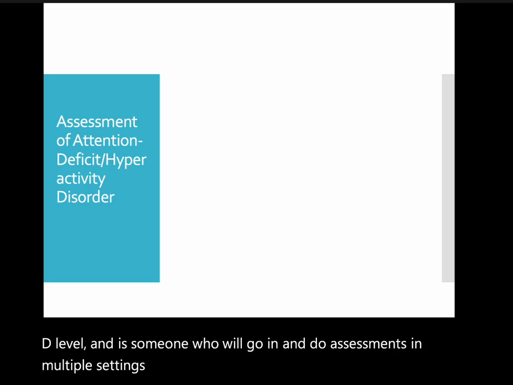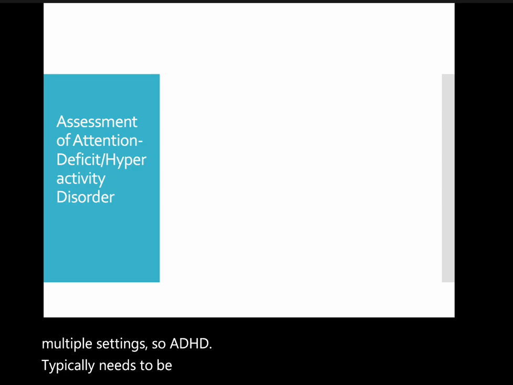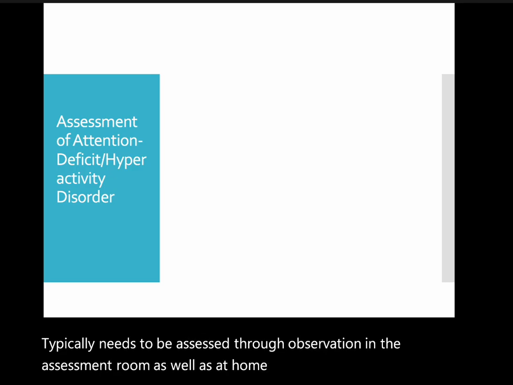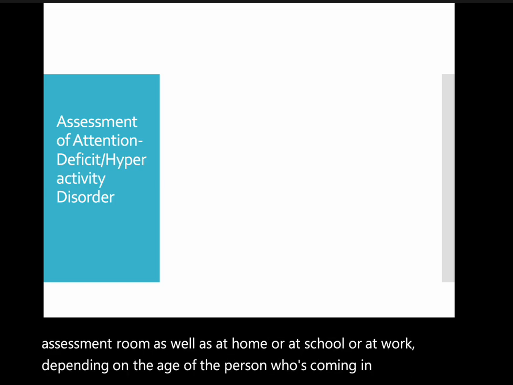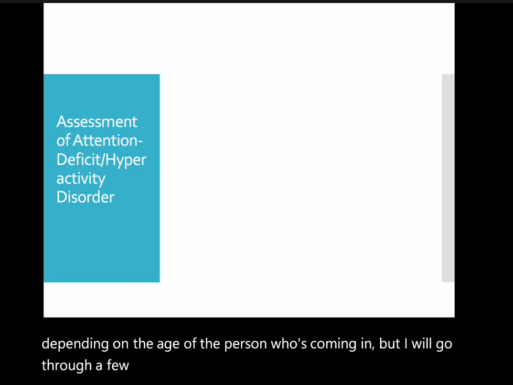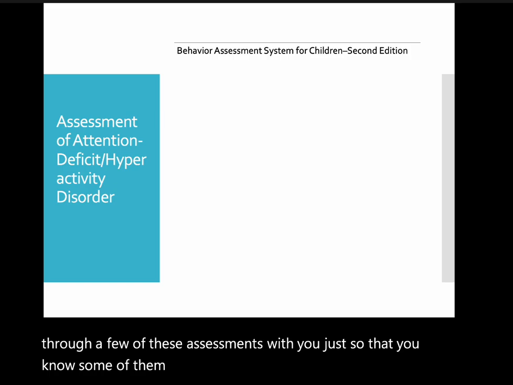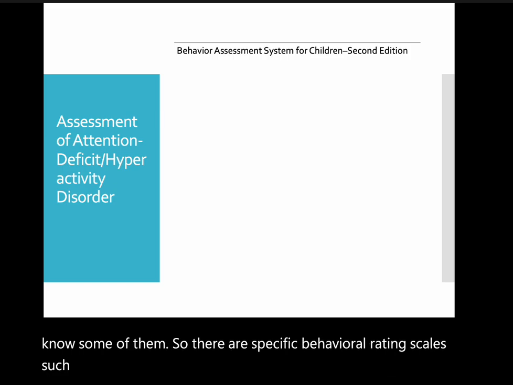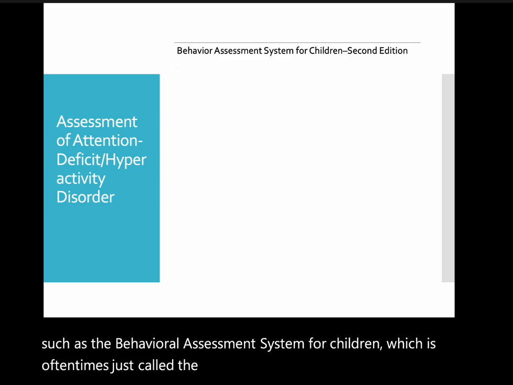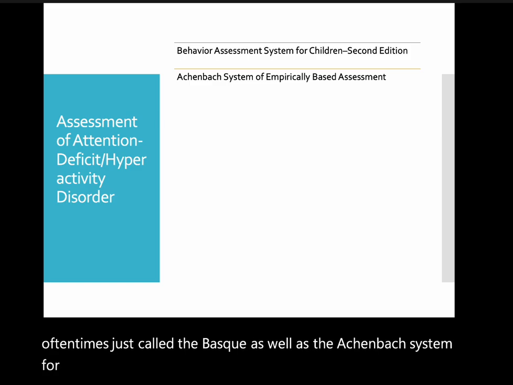So ADHD typically needs to be assessed through observation in the assessment room, as well as at home or at school or at work, depending on the age of the person who's coming in. But I will go through a few of these assessments with you just so that you know some of them. So there are specific behavioral rating scales, such as the Behavioral Assessment System for Children, which is oftentimes just called the BASC, as well as the Achenbach System of Empirically Based Assessment.